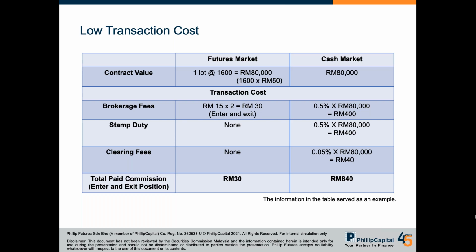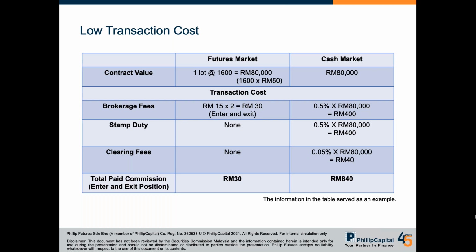In the futures market, the transaction cost is that we only charge the brokerage fees, which will be 30 ringgit, which means you buy and sell, you enter and you exit the market, will be 15 each, so 30. We do not have stamp duty, we do not have clearing fees. So the total paid brokerage fees will be 30 ringgit to enter and exit a position.